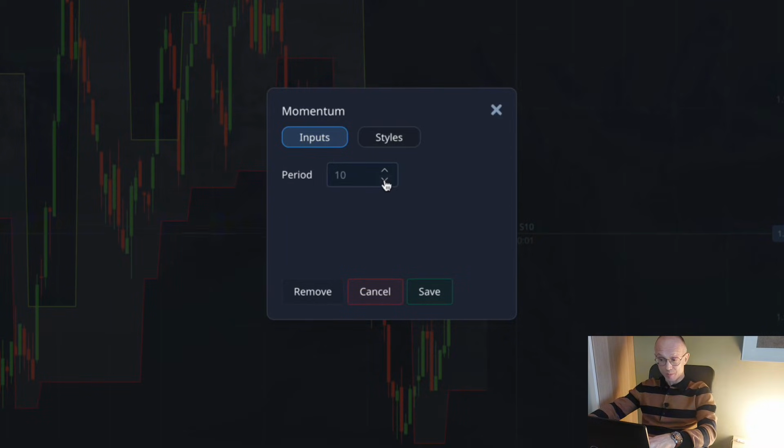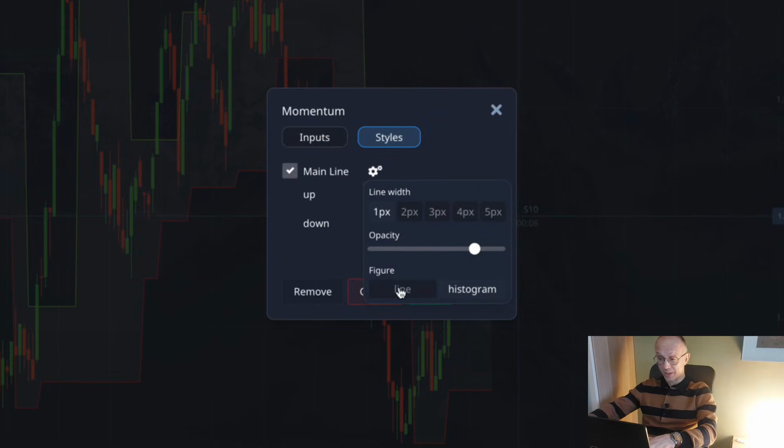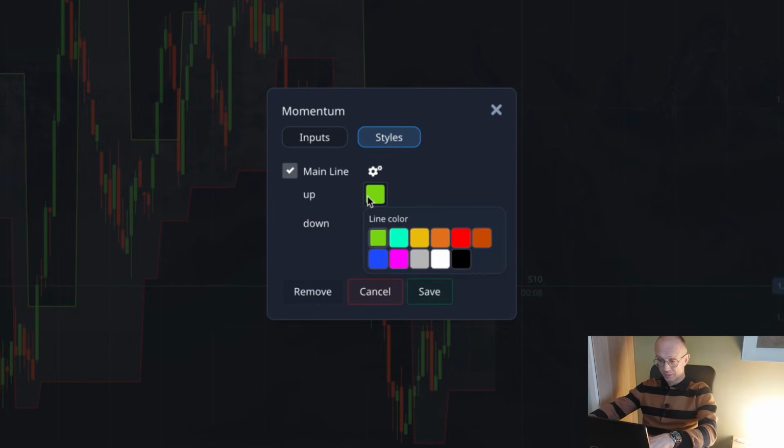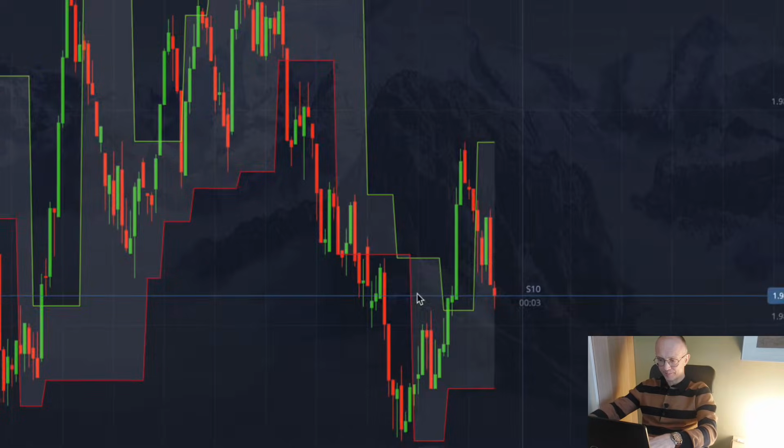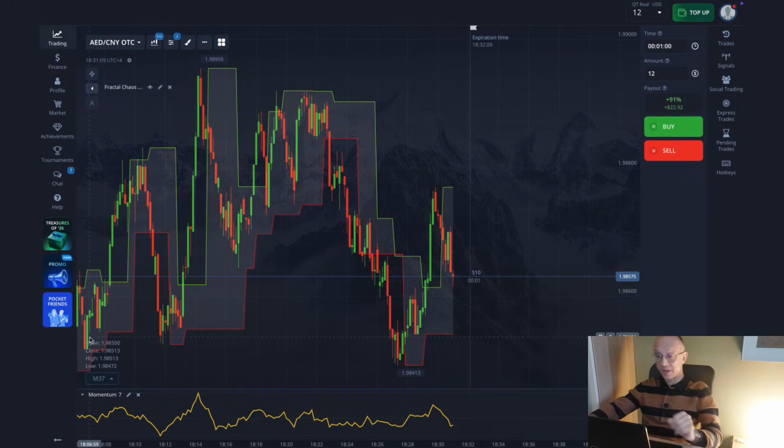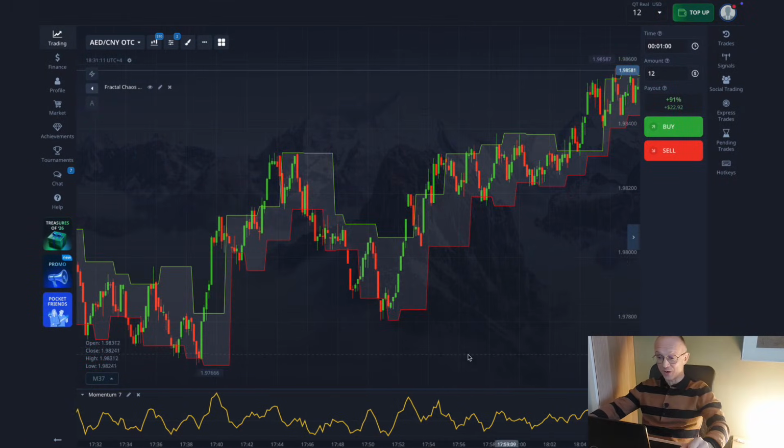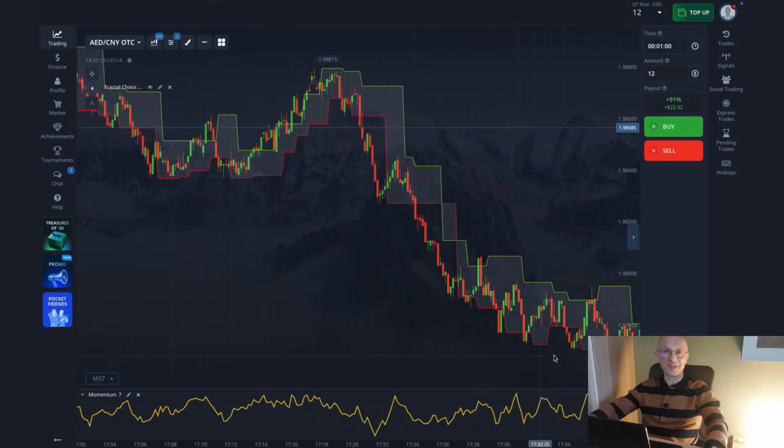Let's configure the momentum. Set the period to 7. Go to Style and in the main line settings, let's select line as the figure type, width 2 and move opacity to the right. Set it to yellow and save. So the indicators are ready to go, and if you are trading on your phone, configure it the same way.